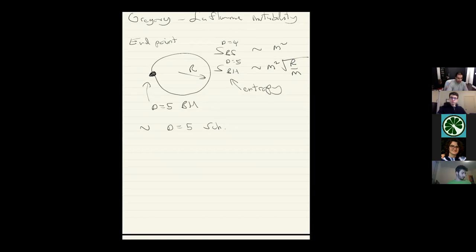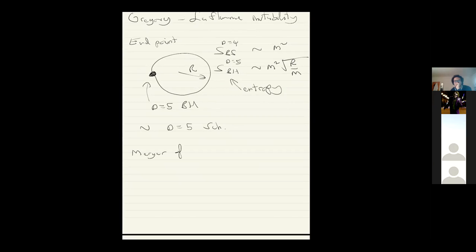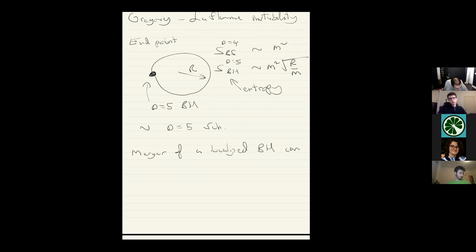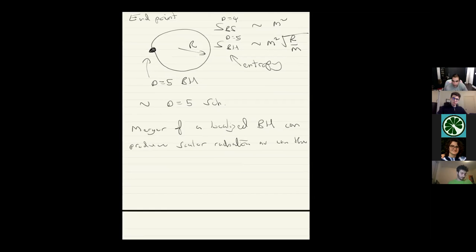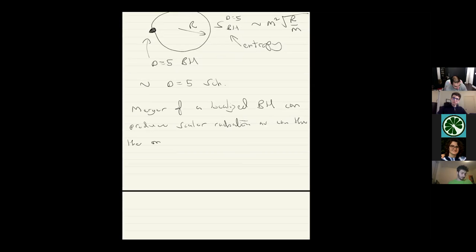So we have an interesting set of possibilities. We can ask the question, does the merger of a localized black hole, something with structure in the internal direction, produce scalar radiation in addition to gravitational radiation? So this scalar hair can be emitted as waves when a localized black hole merges, as can the merger of stars that have scalar hair.